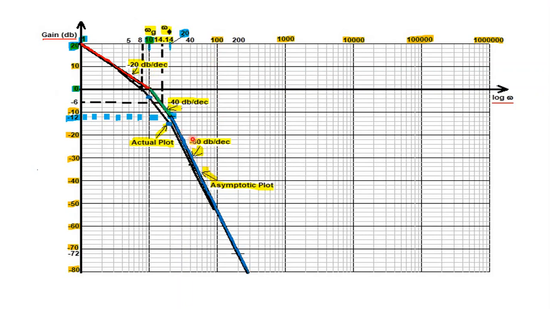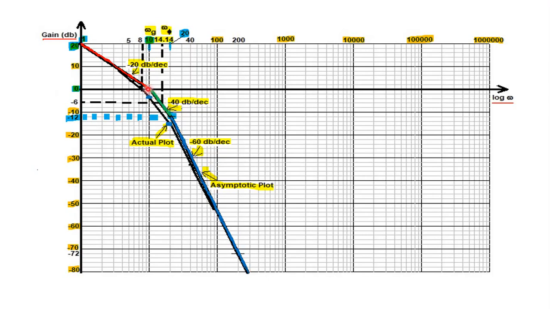But fortunately, it is not minus 40 dB per decade up to 100 radian per second, because the next corner frequency comes at 20 radian per second. So that 20 is only marked here, 20 radian per second. So if we have joined up to 100, that portion you remove, and have the plot only from 10 to 20. 10 to 20.